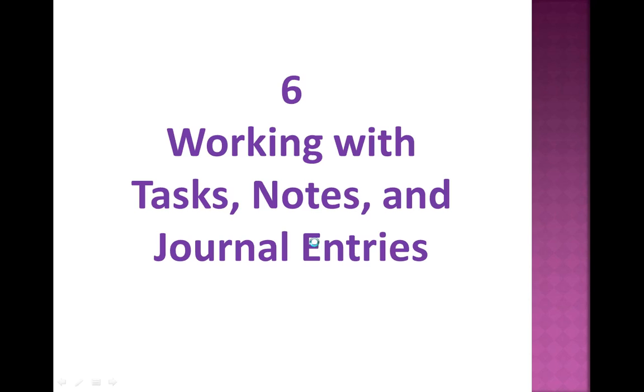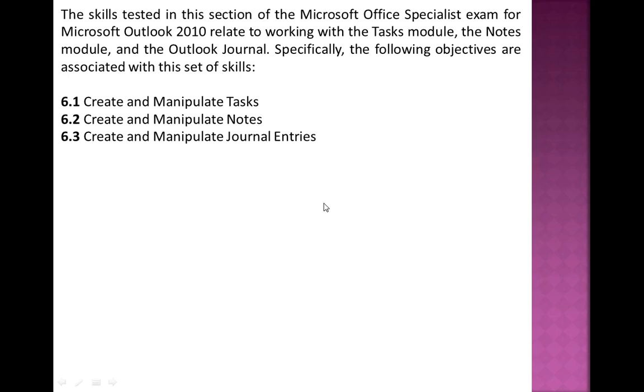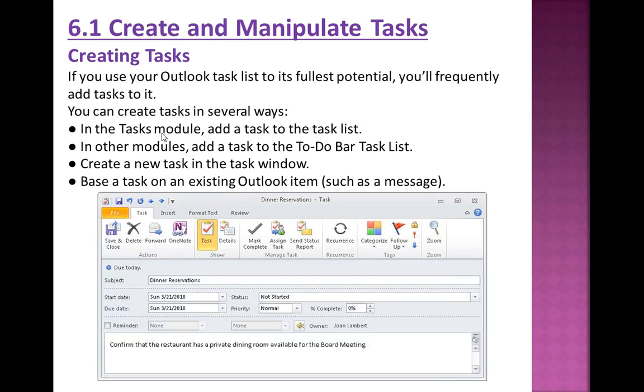This chapter contains only 3 topics: first, how to create and manipulate the task; then how to create and manipulate the notes; then how to create and manipulate the journal entries. You can use any one of them. You can create and manipulate either tasks, notes, or journal entries. So 6.1 is how to create and manipulate the task.